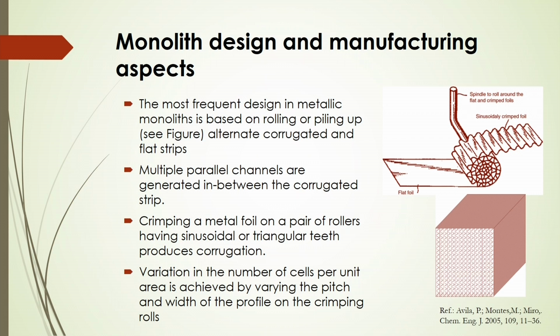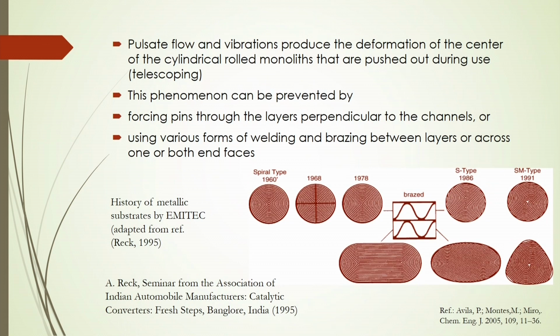Crimping a metal foil on a pair of rollers that have sinusoidal or triangular teeth produces that corrugation, and variation in the number of cells per unit area is achieved by varying the pitch and width of the profile on the crimping rolls. And then pulsating flow and vibrations produce deformation of the center of the cylindrical rolled monoliths, which are pushed out during use. They are like a telescoping application.